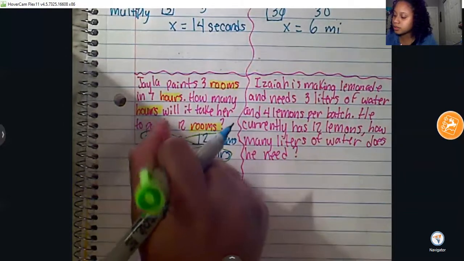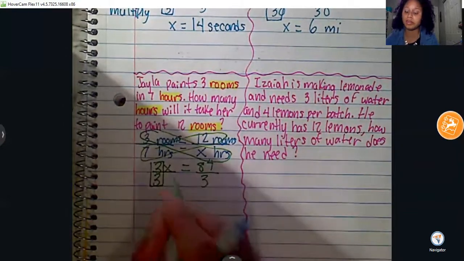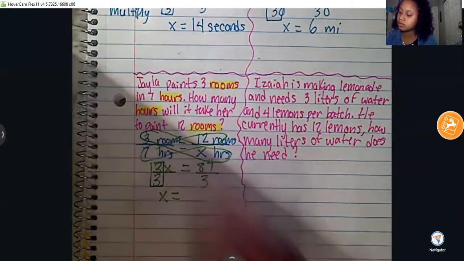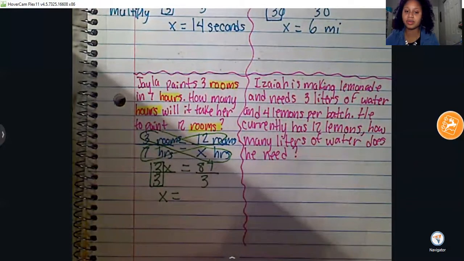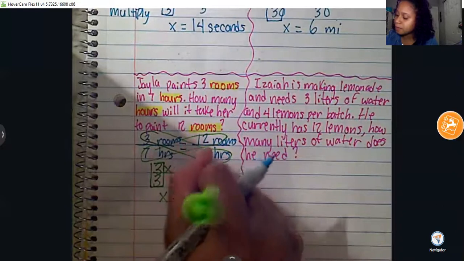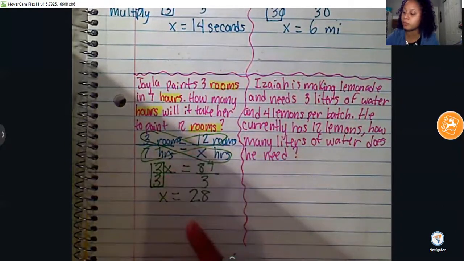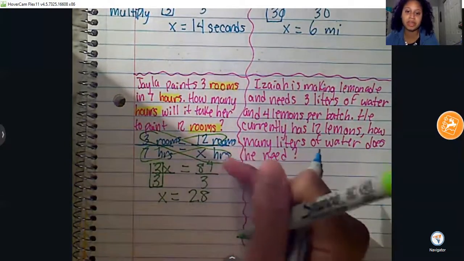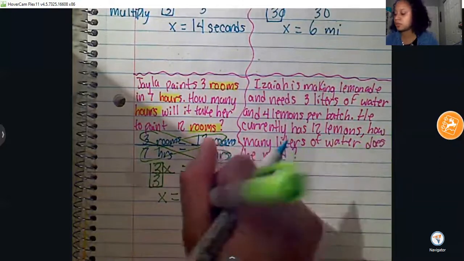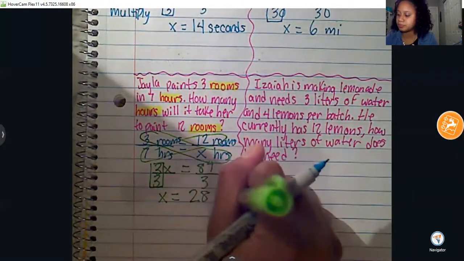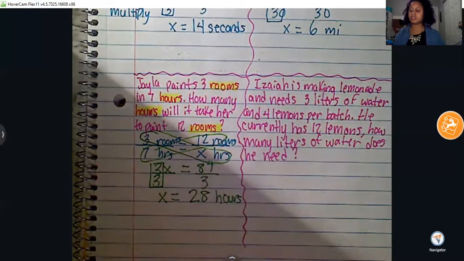This makes a giant 1, and you're left with X equals 84 divided by 3, which is 28. But we are looking for 28 what? You look back in the problem, the X was next to the hours, so this should be 28 hours. So it takes 28 hours to paint 12 rooms.